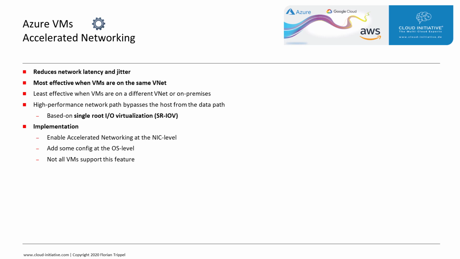Some words on how to implement accelerated networking. First of all, we would enable accelerated networking at the network interface card level. However, we must also add some config at the OS level too. Note that not all VM models support accelerated networking.